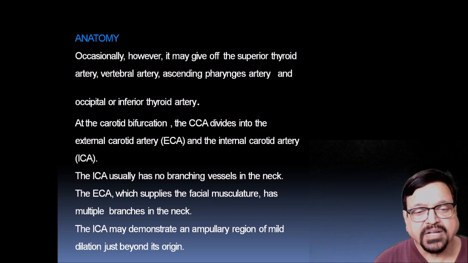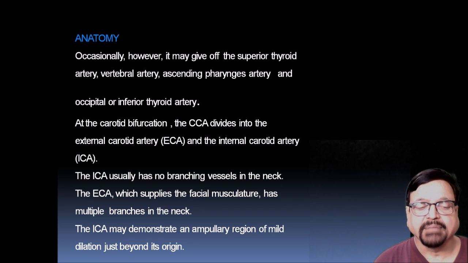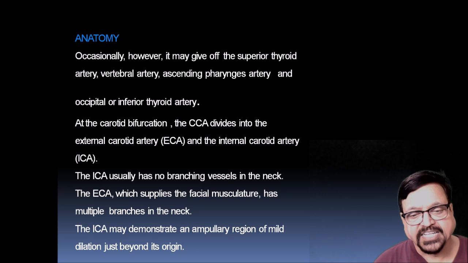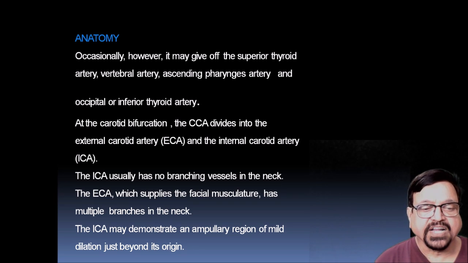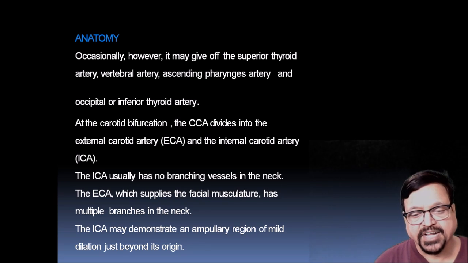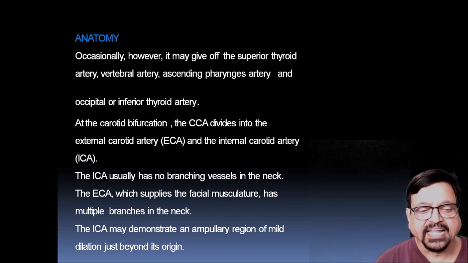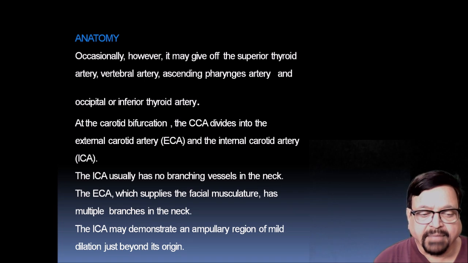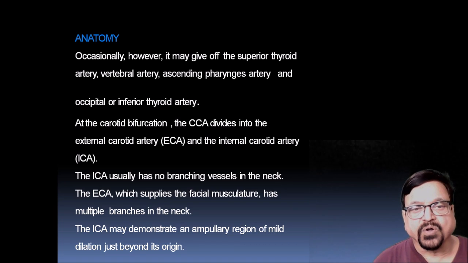At the carotid bifurcation, the common carotid artery divides into the external carotid artery and the internal carotid artery. The internal carotid artery usually has no branching vessels in the neck. The external carotid artery, which supplies the facial musculature, has multiple branches in the neck. The internal carotid artery may demonstrate an ampullary origin, a mild dilatation just beyond its origin.